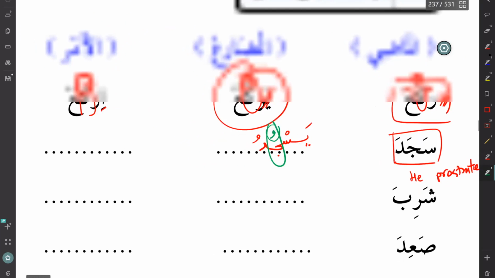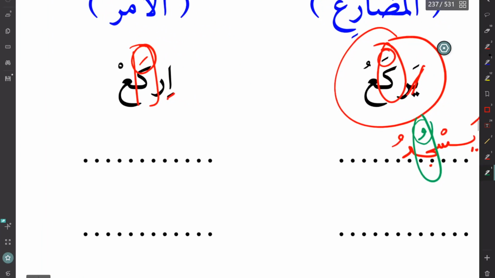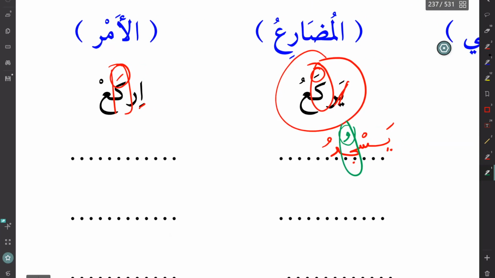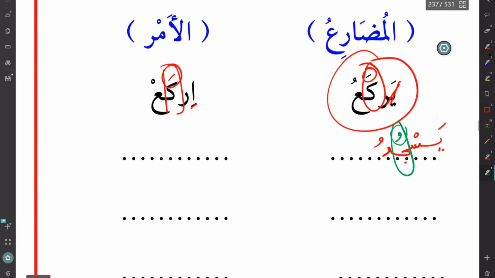Sajada, yasjudu. And now what do we do with the command verb? This one is a little bit easy because we can just follow the rules that we had, right? So simply we remove the ya again. So we have sin, and then jim, and then dal, and dal should get sukun, right? We always put sukun in the command verb. And sin had sukun, so we put sukun, and jim had dhamma, we put back the dhamma. Now, because the word is starting with sukun, which is not allowed, we need help from the Hamzatul Wasl.